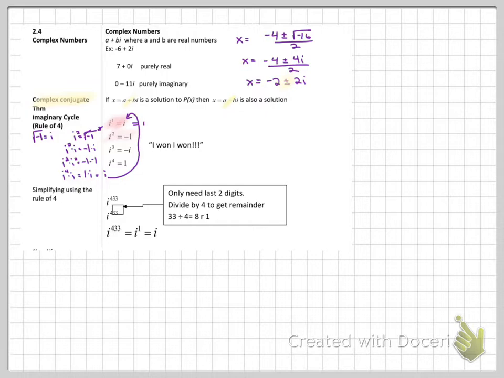So this is going to be i to the fifth. This would be i to the sixth. This would be i to the seventh. And this would repeat, i to the eighth. And it would just keep repeating over and over again.